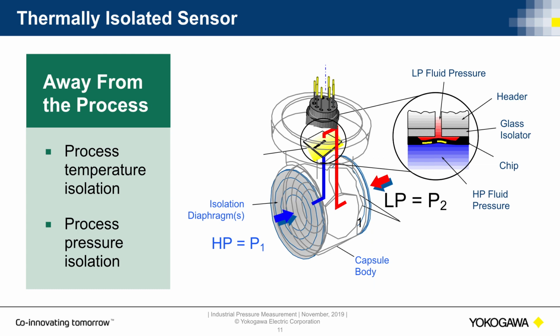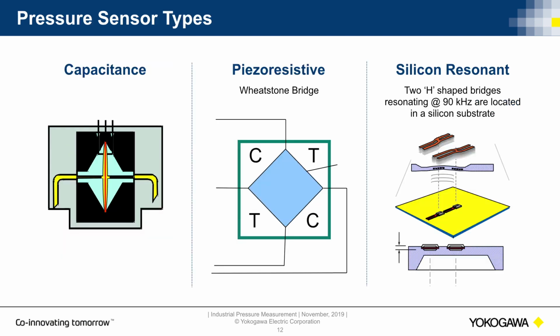Taking a quick look at the traditional mount transmitter, you can see that we isolate the sensor from any kind of process temperature or process pressure. This allows for the high and low side to push on the diaphragm as a fill fluid then is pushed through the transmitter onto the sensor itself, and in our case puts the 2 H bars, 1 in tension and 1 in compression, and we'll talk about that a little bit more.